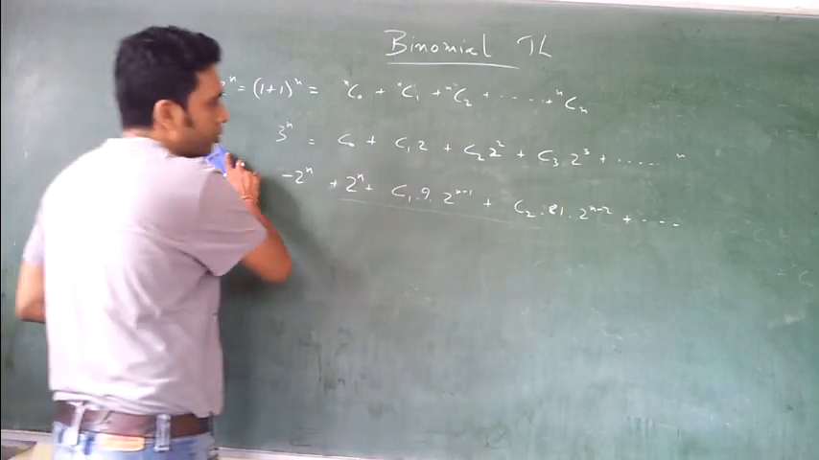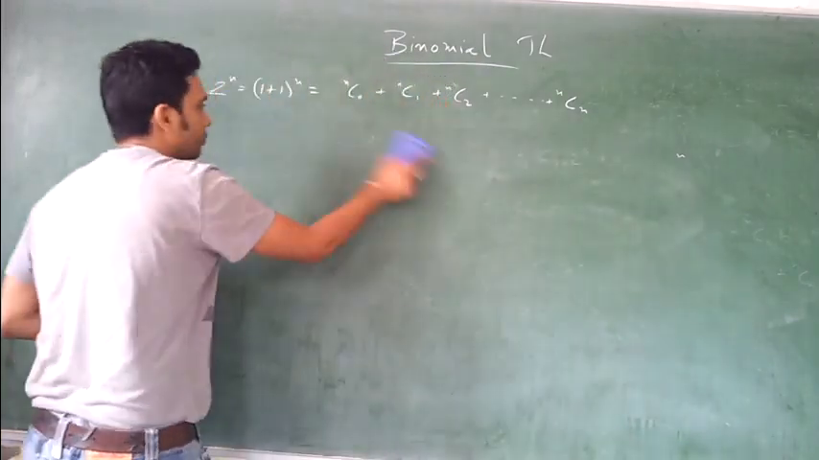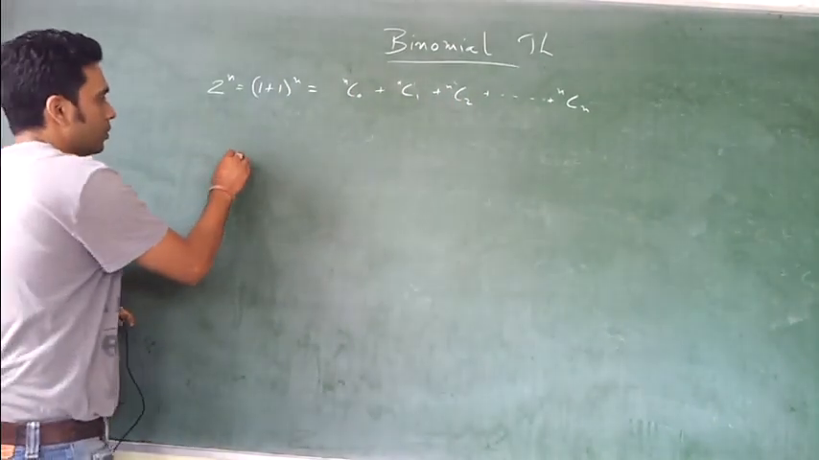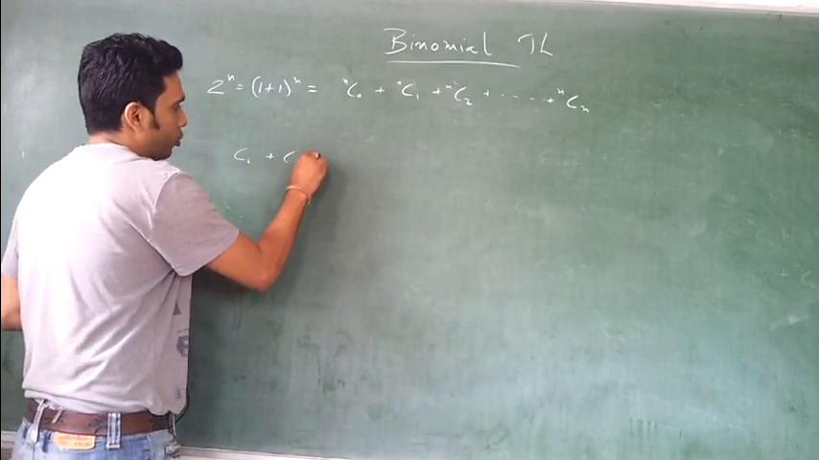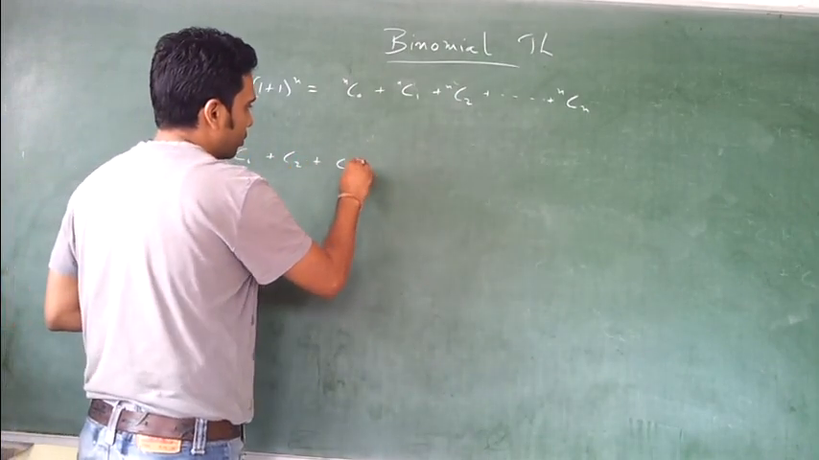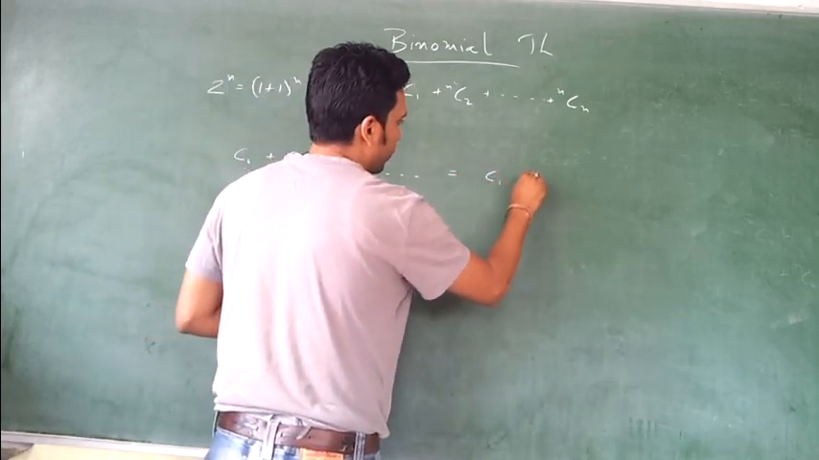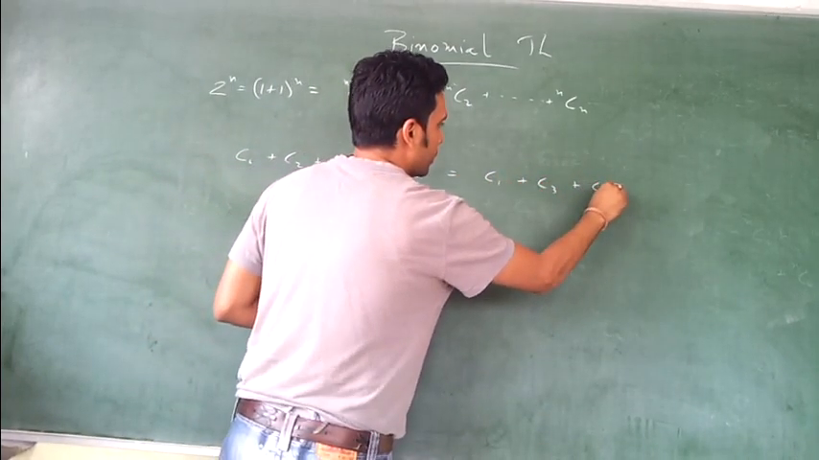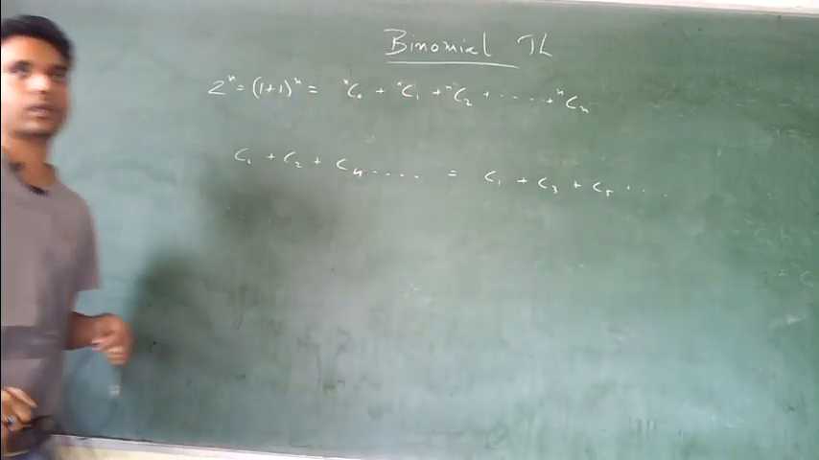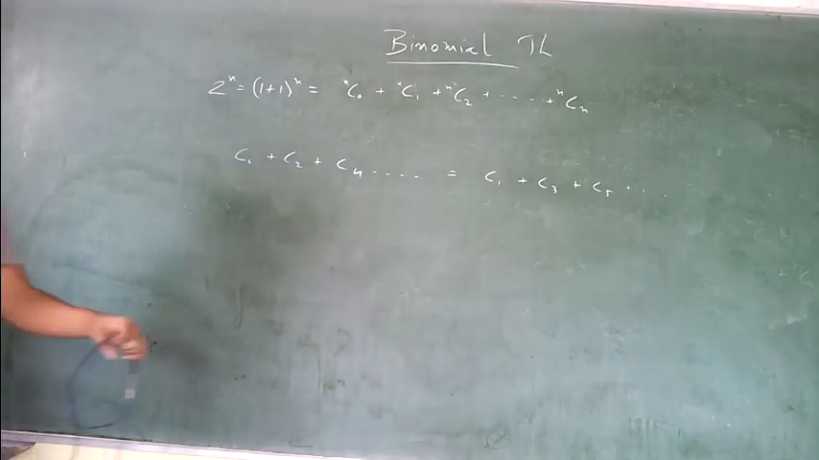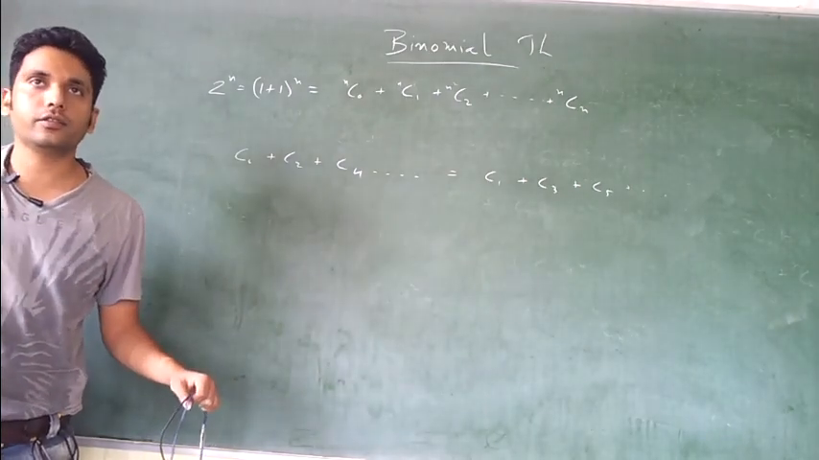Now Pradeep, if I ask you, prove that C0 plus C2 plus C4 dot dot dot is equal to C1 plus C3 plus C5 dot dot dot. How would you do that? Again, you will have to use one of the binomial expansions, right? Smartly put the value of x and you will get the answer.